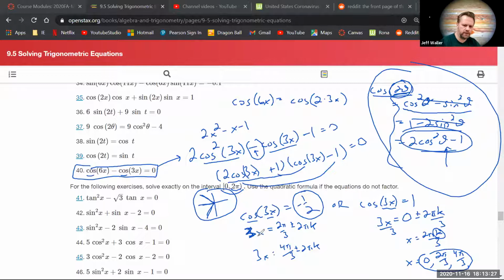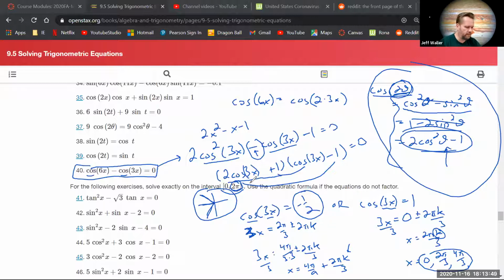And then I can do the same thing over here. Let me try this one first. Divide by 3, divide by 3, divide by 3. x is 4 pi over 9 plus 2 pi k over 3. And I do the same thing. I make k 0, 1, 2, until I get to 2 pi.